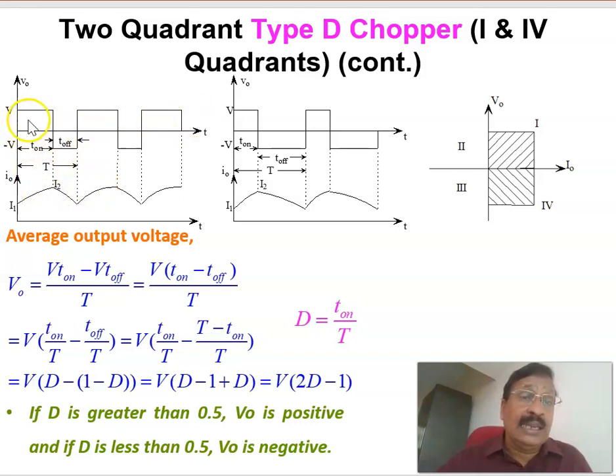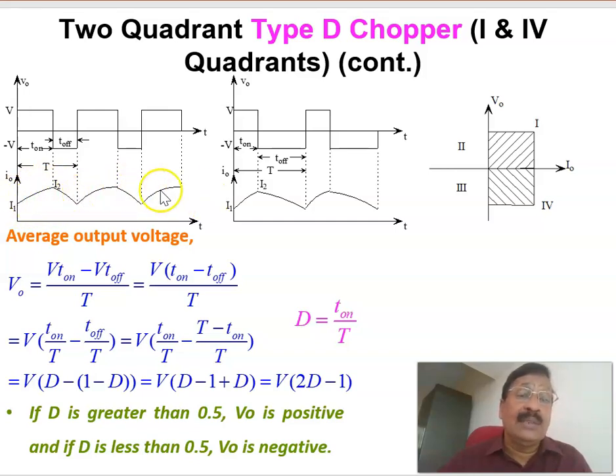Therefore, the corresponding current is such that when T on is going, the current is building up here. And during the T off period, the current is dying out. That happens because you get a negative voltage here. When the voltage is negative, the current is dying out. Therefore, this is the current through the load. But you can see that it is always positive, the current's average value.